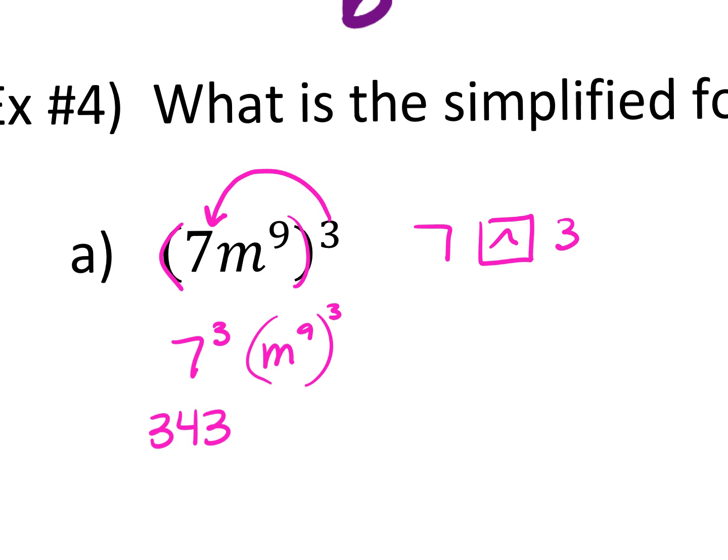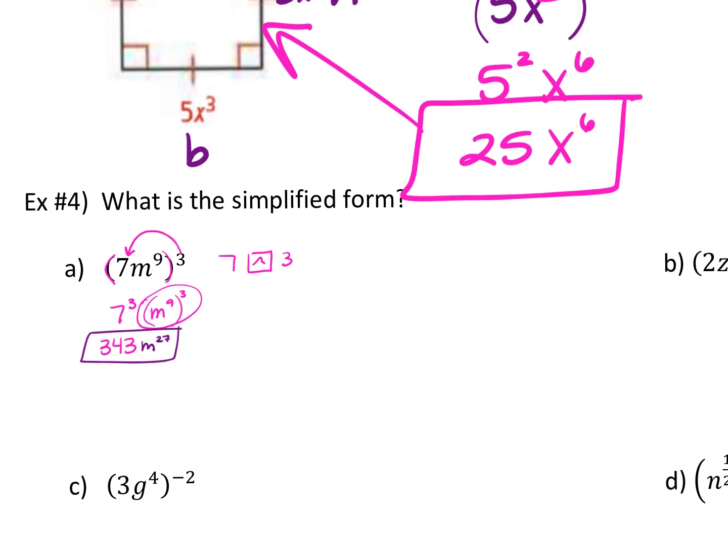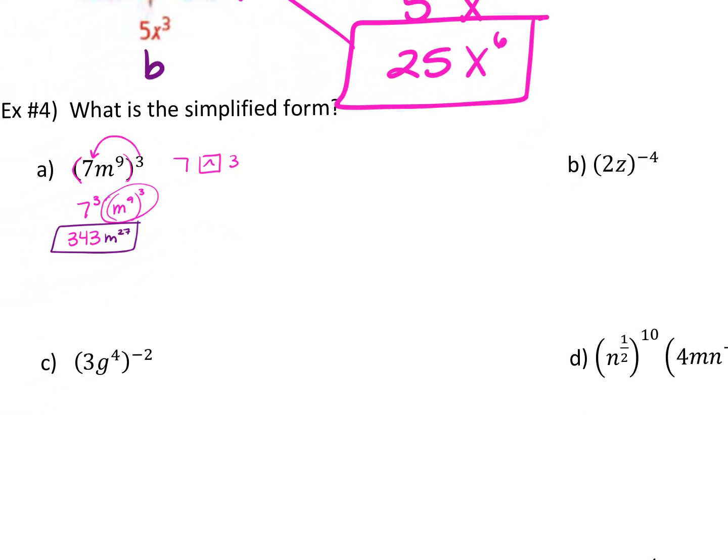So that's 343. What is m to the 9th to the 3rd? The 27th. It's m to the 27th power. So 343 m to the 27th power, and that's your answer. Okay? Take them both, take all parts to that power. All right, letter B. 343 m to the 27th.